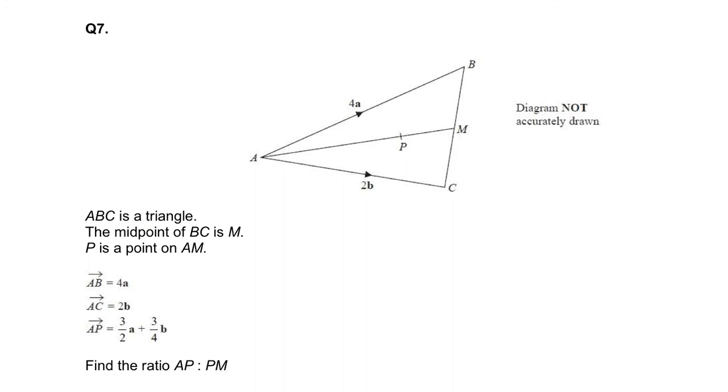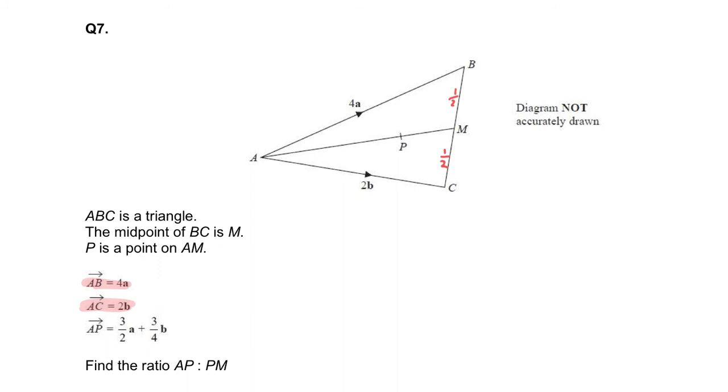Okay, question 7. ABC is a triangle. The midpoint of BC is M. P is a point on AM. Okay. So if we know that's the midpoint, we know this is a half and a half. I always like to write everything down. AB is 4A. AC is 2B. AP is 3 over 2 A plus 3 over 4 B.